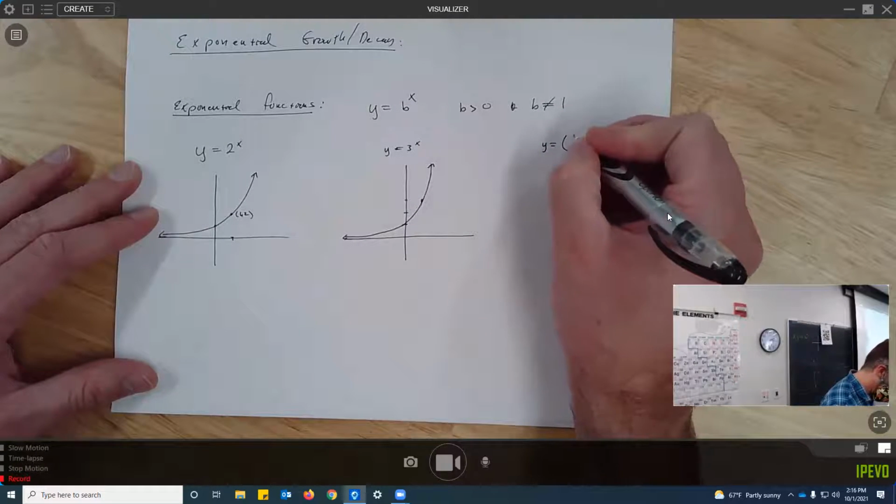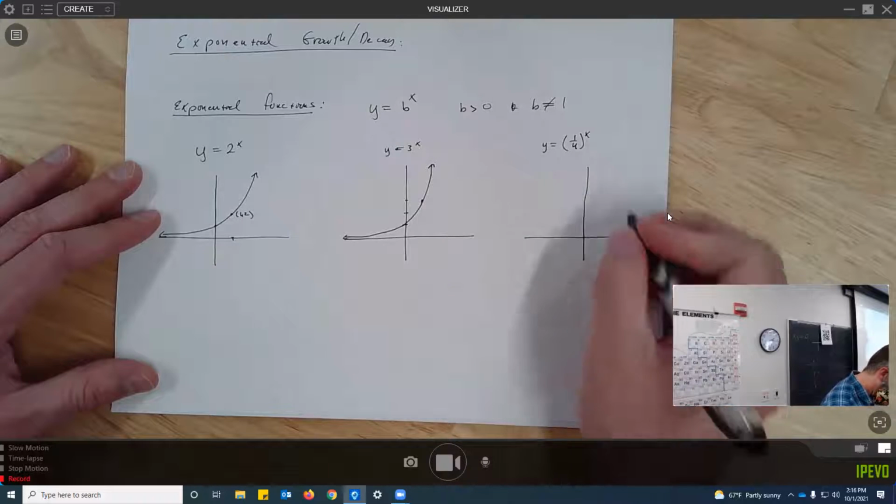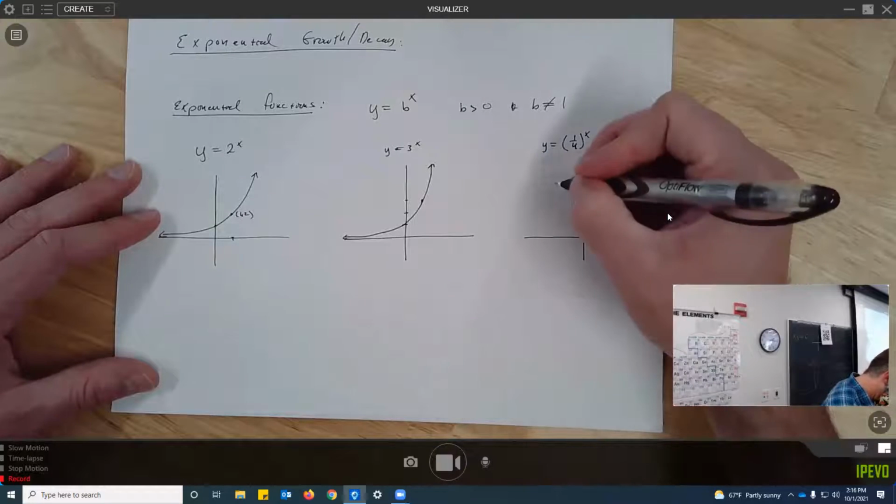But every exponential function has the same sort of shape, or this shape reflected about the y-axis. If you have some base that's between 0 and 1, like 1/4 to the x, that looks like this.